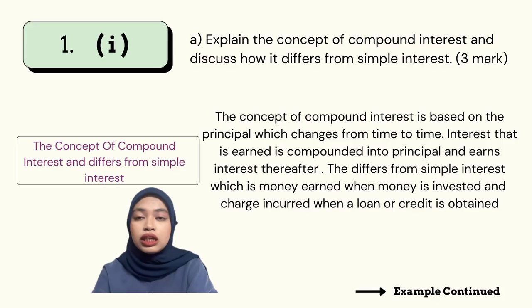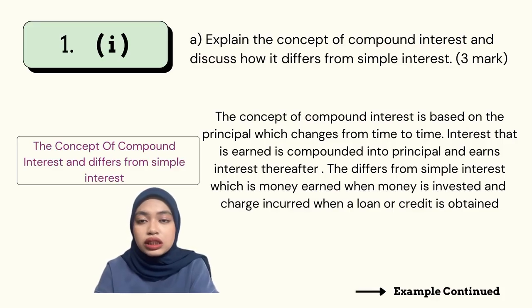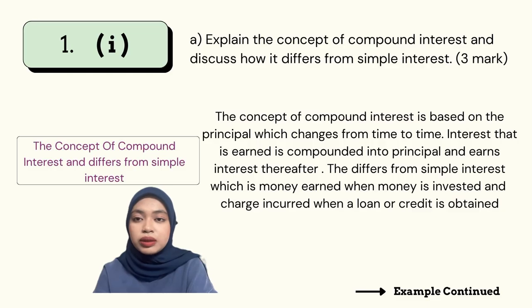For question A, explain the concept of compound interest and discuss how it differs from simple interest. And for question B, if Daniel plans to repay the loan in full at the end of 5 years, which option results in a lower total interest charge? Calculate the total amount he would have to repay for each option to determine the better choice.